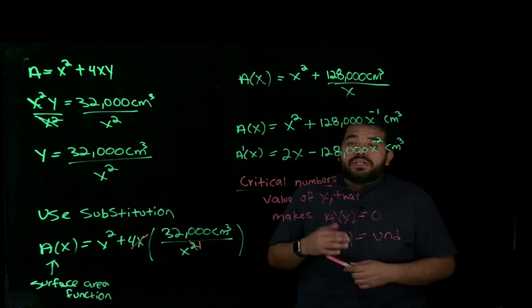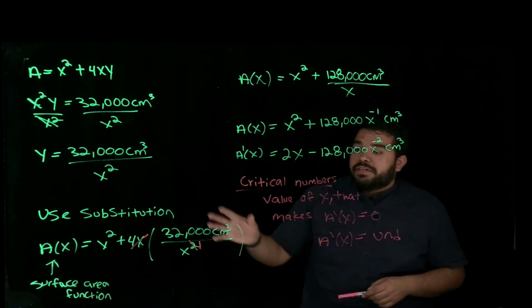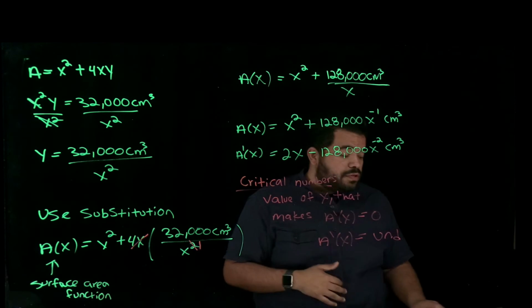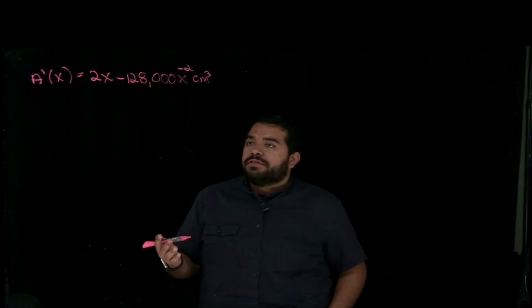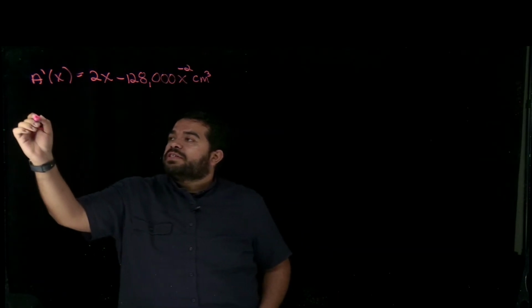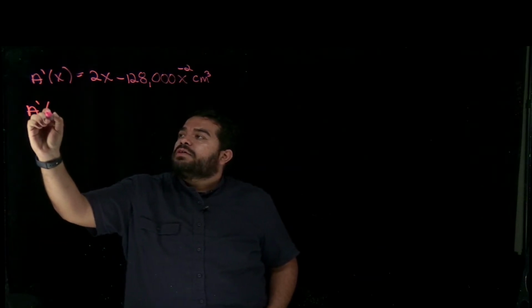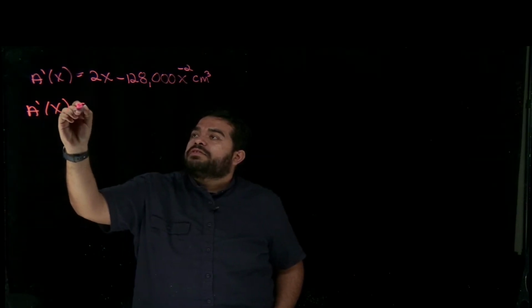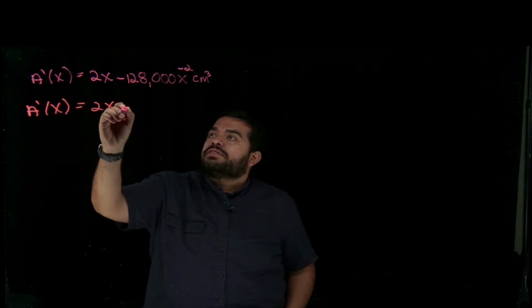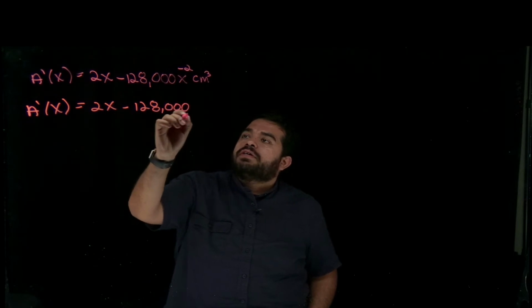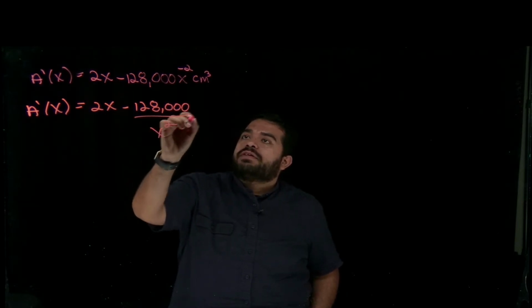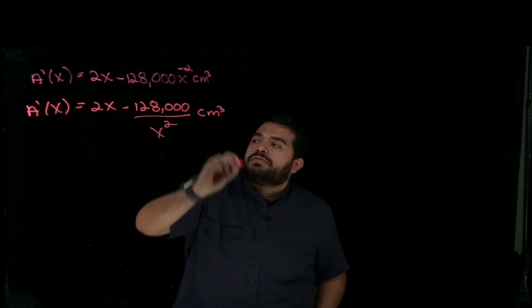All right, so let's go ahead and continue. Let me erase this here so we can use more space to compute. Okay, so now that we have our first derivative, it's going to be a good idea to rewrite this where your exponents are all positive. So 2x is equal to 128,000 divided by x squared cm cubed.